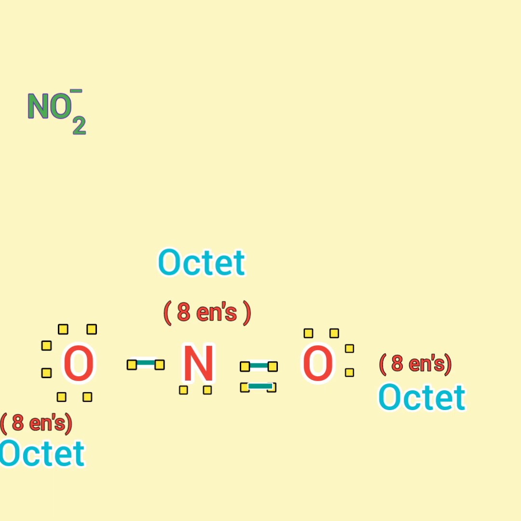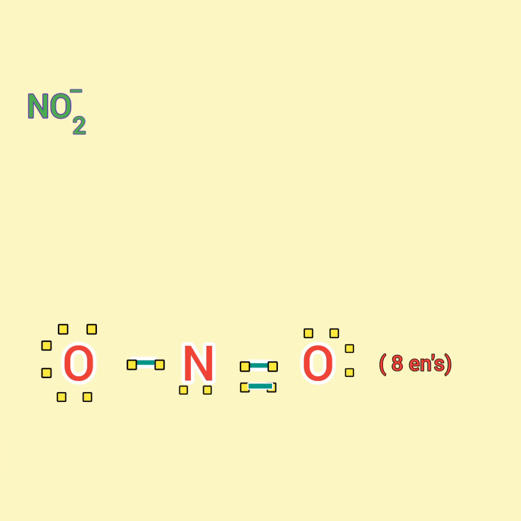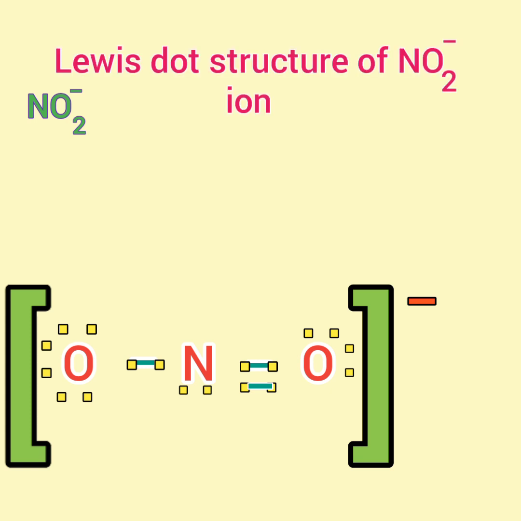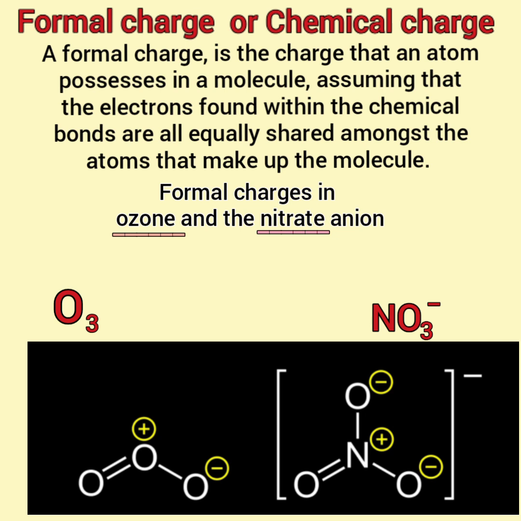Here in this molecule we have a negative charge. Put the negative charge on the outside of the square brackets, which means our Lewis dot structure of the NO2 minus ion is now complete. Formal charge.